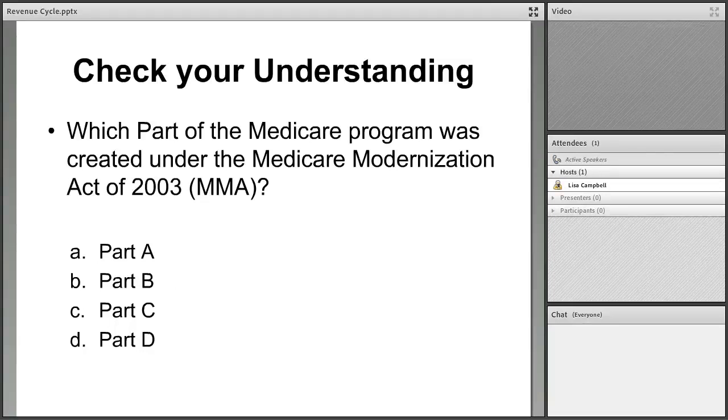Next question. Which part of the Medicare program was created under the Medicare Modernization Act of 2003? A, Part A, B, Part B, C, Part C, or D, Part D? Again, you have to know more than Medicare has 4 parts. You need to know what those 4 parts are, when they were implemented, and this particular answer is D for Medicare Part D.